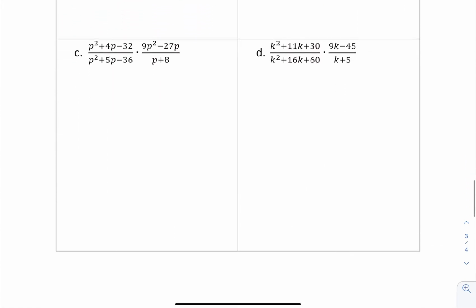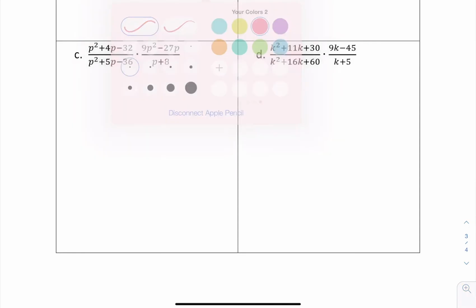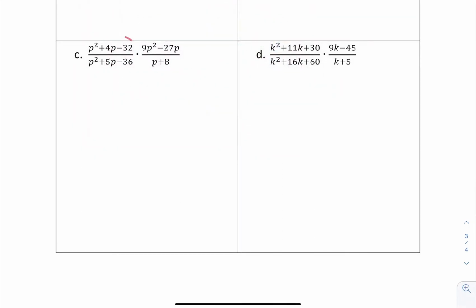Let's try 2 more. Factor first: what multiplies to c and adds to b. So I'm going to end up with p plus 8 times p minus 4. Again, factor the bottom to p plus 9, p minus 4.